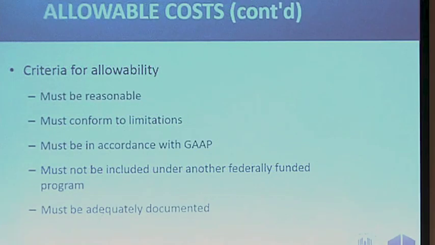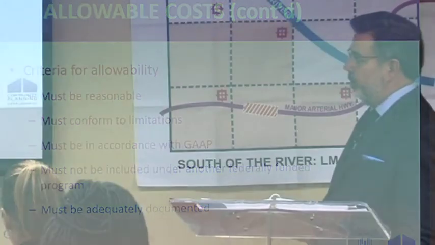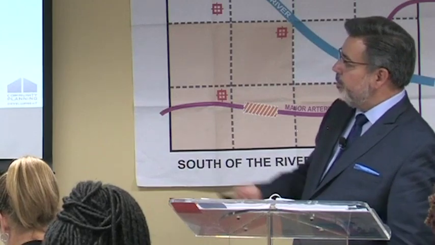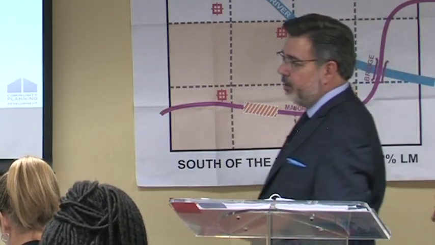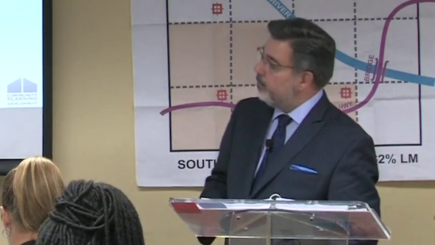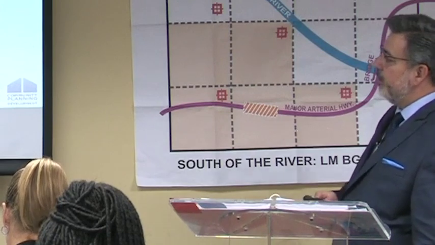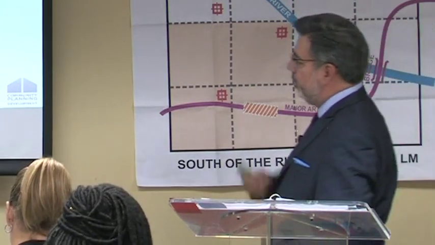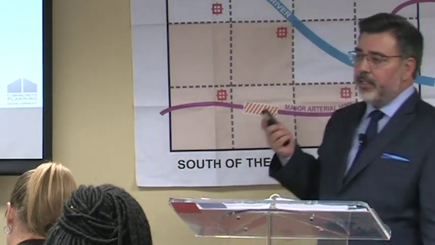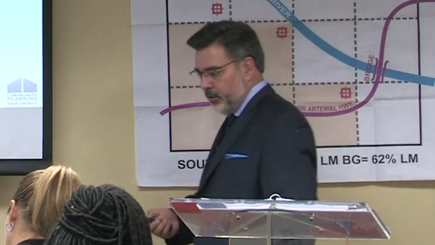It's pretty straightforward, right? I mean, a lot of this is common sense, to be honest with you. Criteria for allowability: must be reasonable, must conform to limitations, must be in accordance with the general accounting practices, okay? Must not be included under any other federally funded program. So you can't be double dipping. Must be adequately documented. And documentation is important, okay?